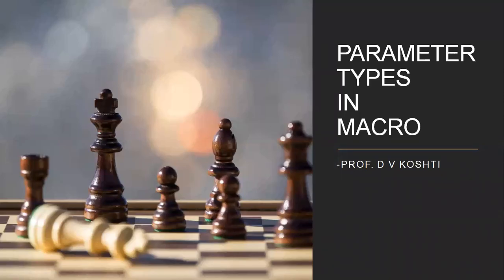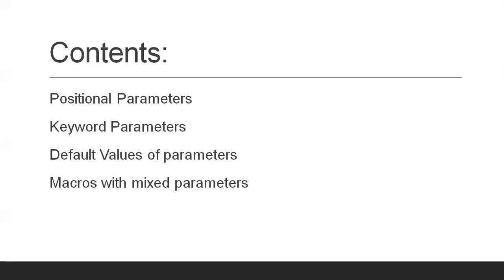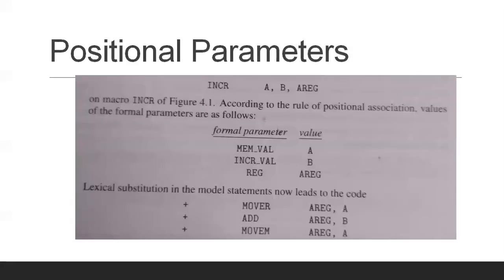In this lecture, we are going to see parameter types in the macro. So we have four types: positional parameters, keyword parameters, default values of parameters, macros with mixed parameters. This is the first type, positional parameters.